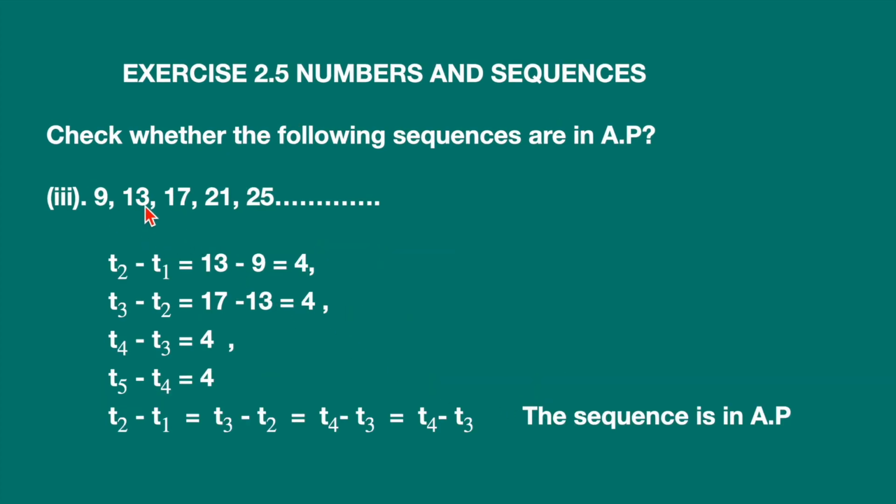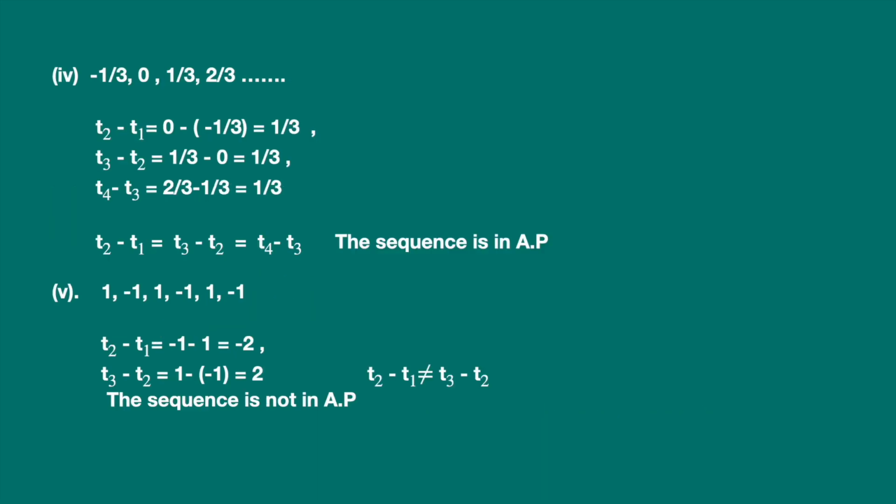In this sum, let's do T2 minus T1: 13 minus 9 is 4, 17 minus 13 is 4, 21 minus 17 is 4, 25 minus 21 is 4. So you can see the common difference is equal. Therefore, it is an arithmetic progression. Fourth sum: 0 minus (minus 1 upon 3) is 1 upon 3, 1 upon 3 minus 0 is 1 upon 3, 2 upon 3 minus 1 upon 3 is 1 upon 3. All are equal. Therefore, it is an AP.